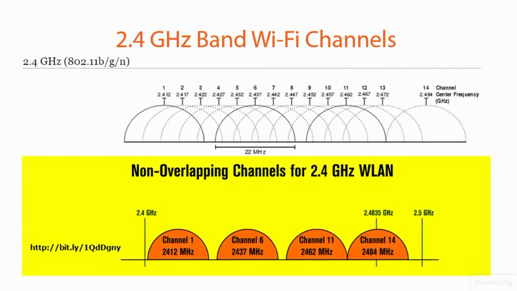As you see below, the 4 non-overlapping channels for 2.4 gig Wi-Fi are 1, 6, 11, and 14. So of course what you'll want to do is perform a survey using a Wi-Fi snooping tool to see what your neighbors, your business neighbors or your residential neighbors, are using, and put your 2.4 gigahertz WLAN on a different non-overlapping channel. I'll show you that in a demo in just a minute.